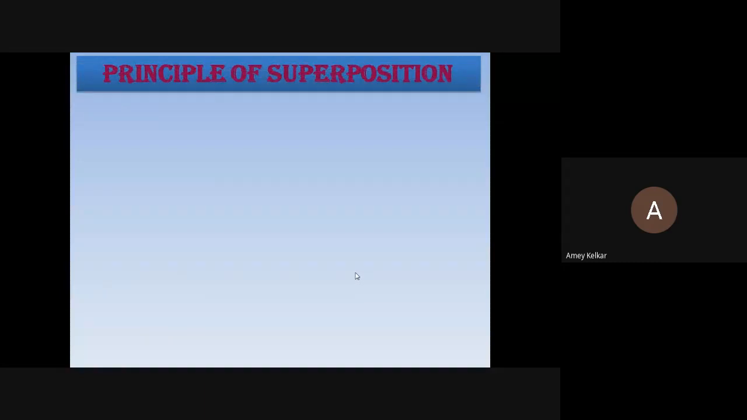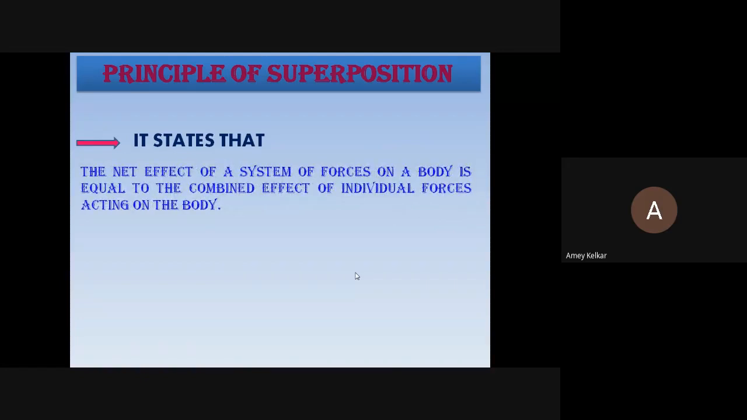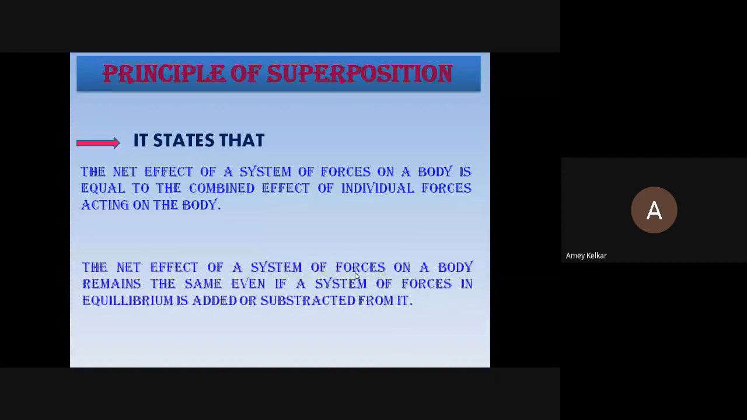So after that, we come to the next principle, the principle of superposition of forces. This principle is also very easily understandable. It states that the net effect of a system of forces on a body is equal to the combined effect of individual forces acting on the body. The net effect of a system of forces on a body remains the same even if a system of forces in equilibrium is added or subtracted from it. There are two things in this superposition concept. We'll go to the example first, which will make things clear, and then come back to the definition.